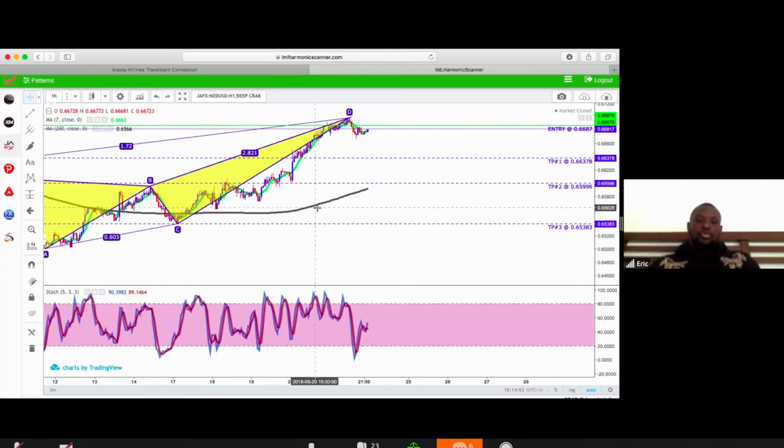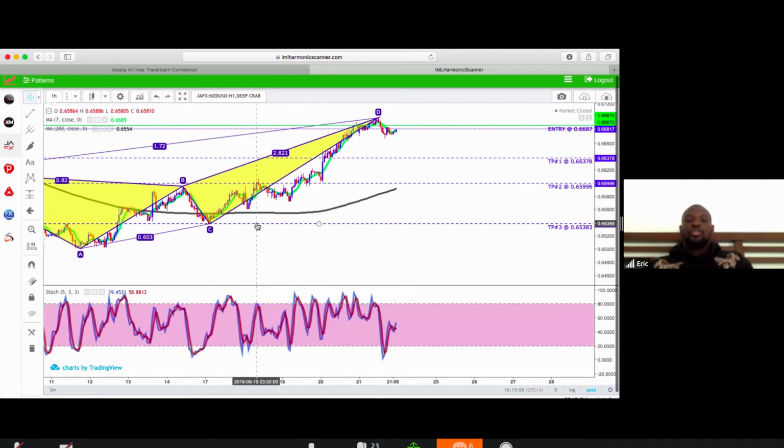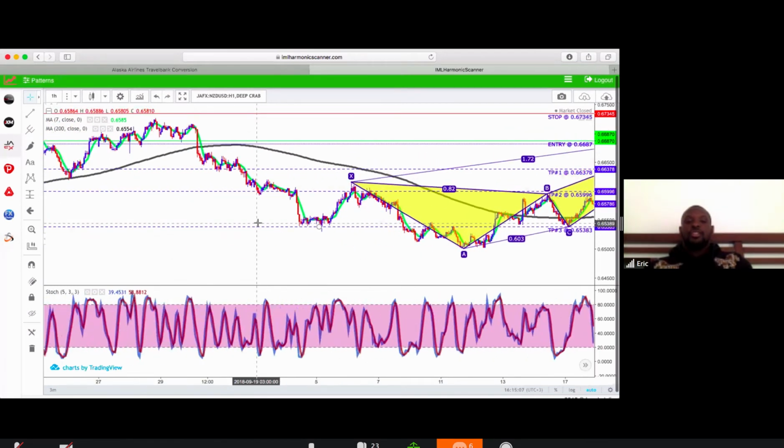So you see how this is the 200. The 200 is the trend. The 7 kind of follows the candlesticks, like a roller coaster, up and down, up and down. But this is the trend right here. It's 200, and it's showing you the trend.